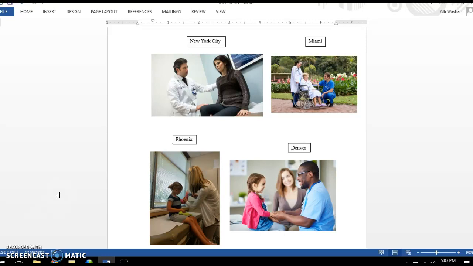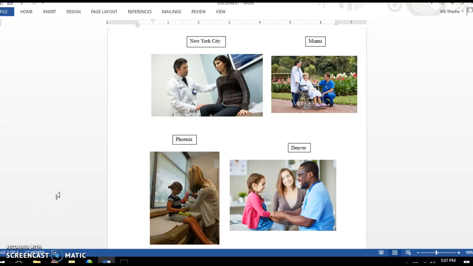The New York City picture shows the doctor and the patient. It is obvious that the doctor is very concerned about the patient by the look on his face. The Miami picture is great for this because it persuades viewers to think that the doctors and nurses go above and beyond by taking the woman patient on a walk outdoors.